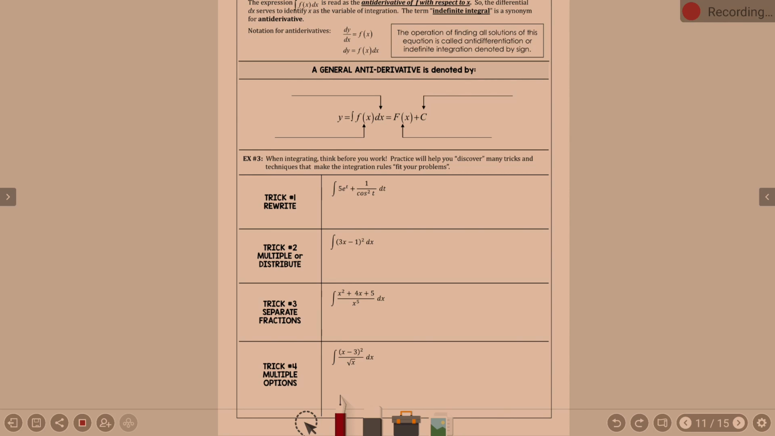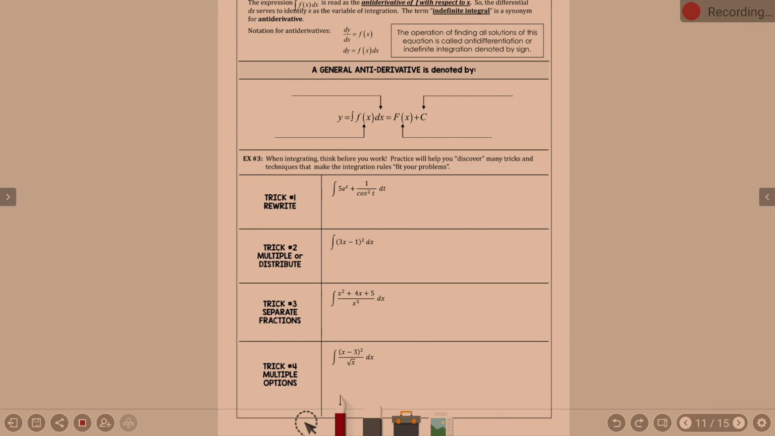Notation for antiderivatives. There's probably others, I feel like, but dy dx equals f of x, and dy equals f of x dx are both ones that you'll see. The operation of finding all solutions of this equation is called antidifferentiation or indefinite integration, denoted by the integral sign. I don't usually hear that one. Indefinite integration denoted by the integral sign. I don't know about that one, but okay.